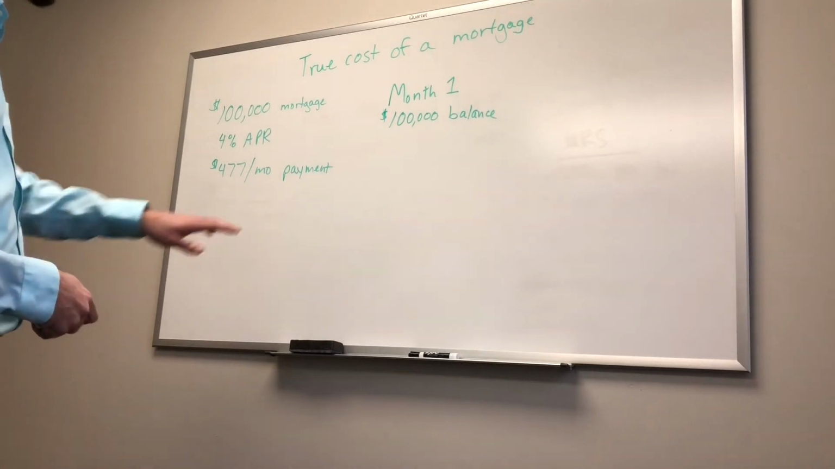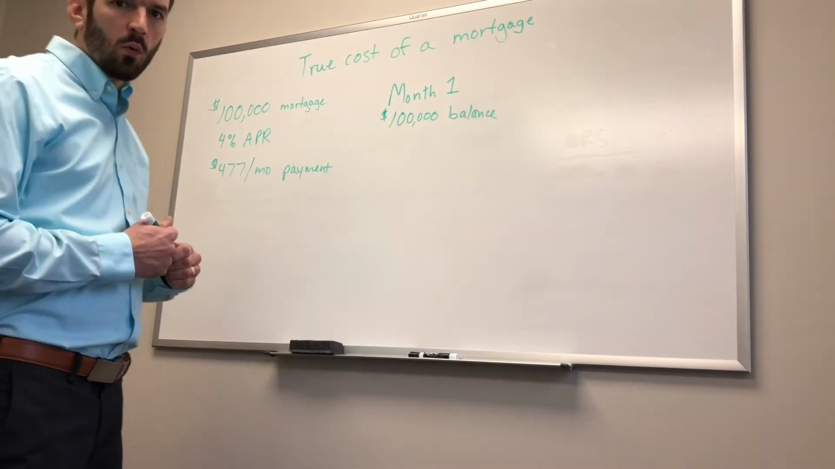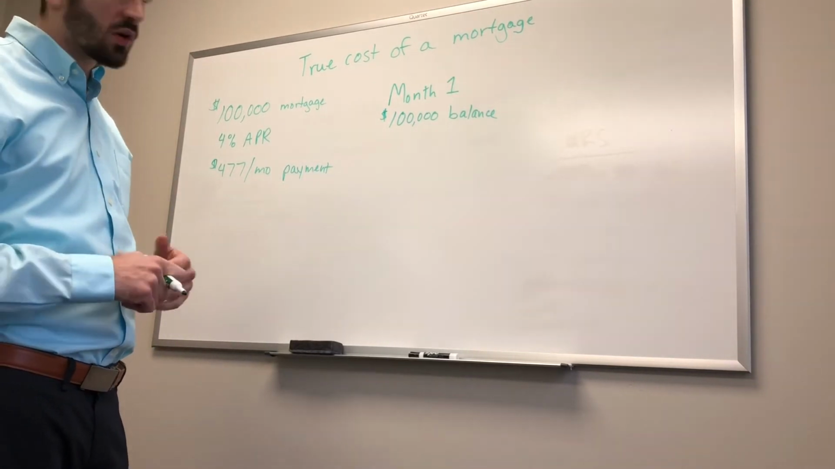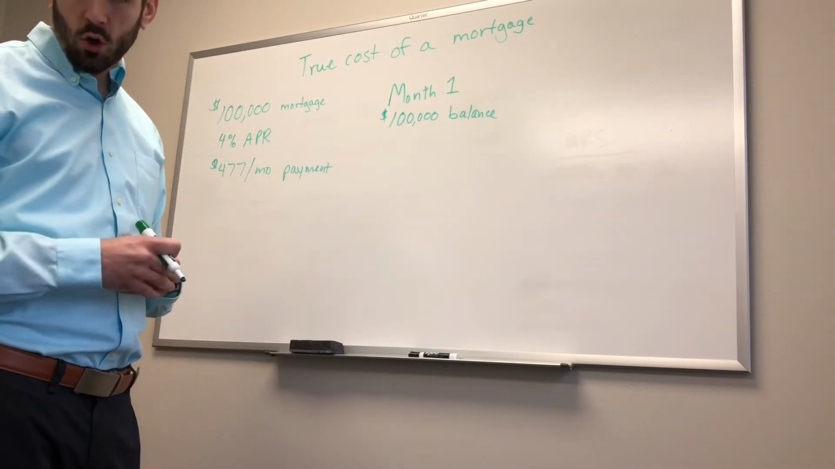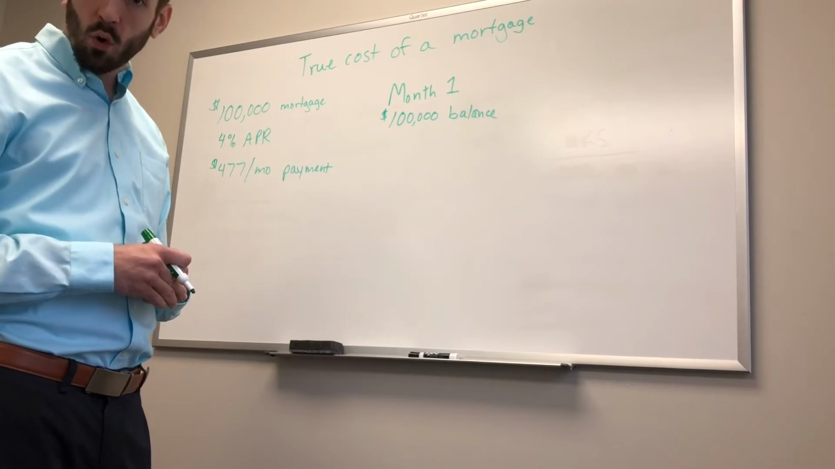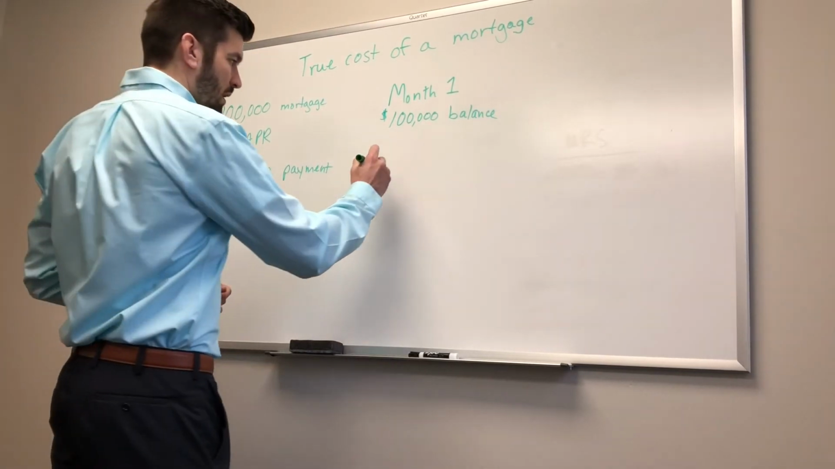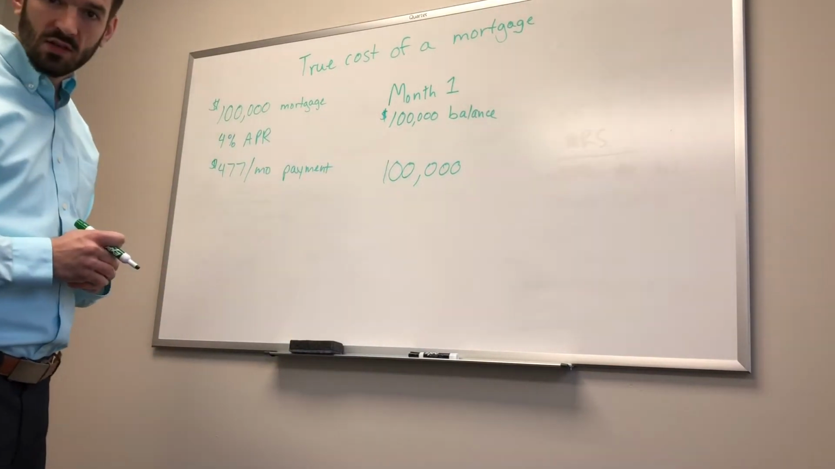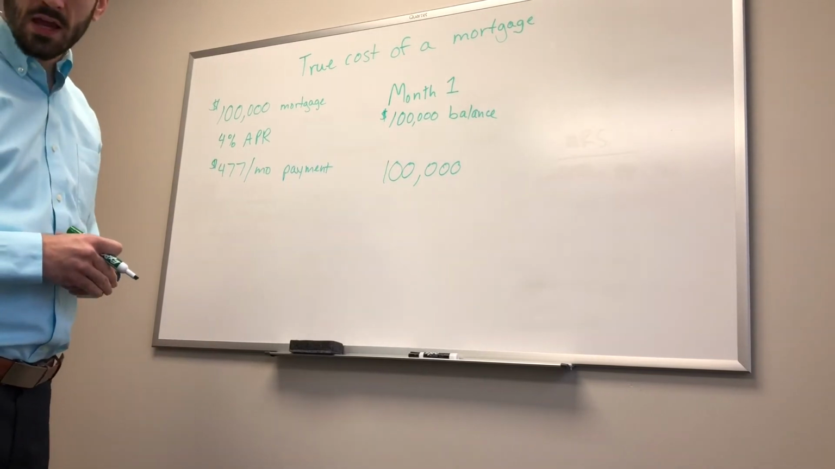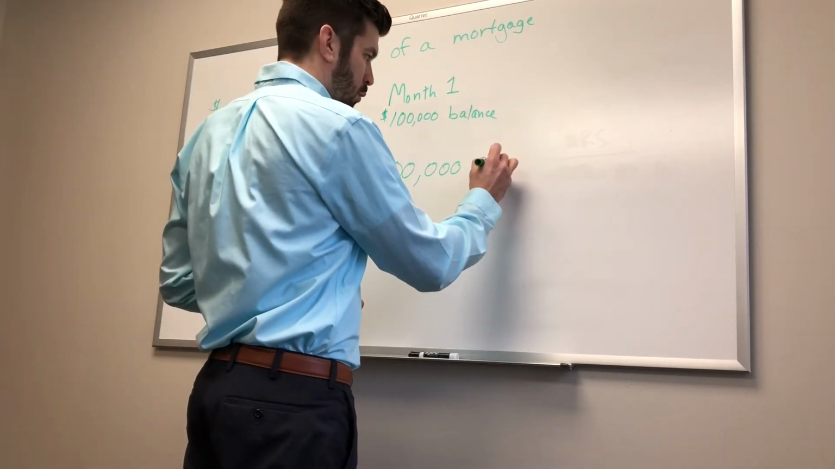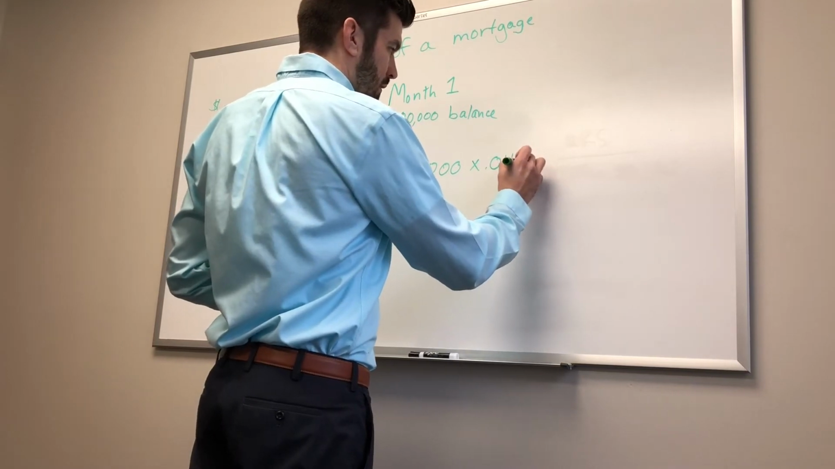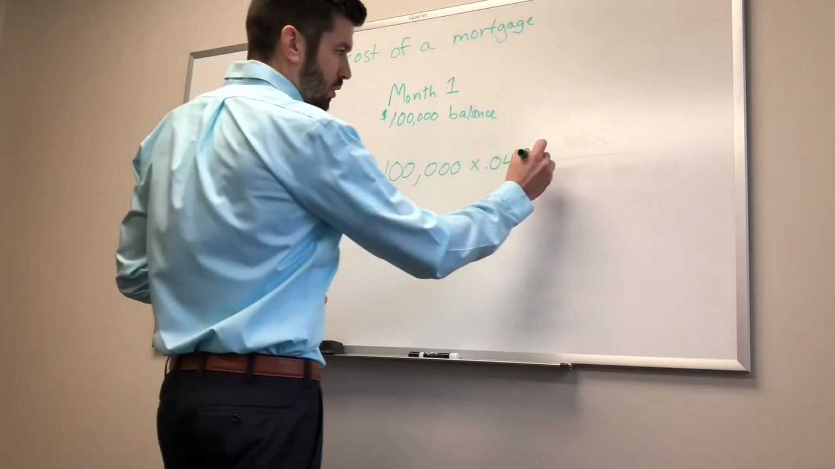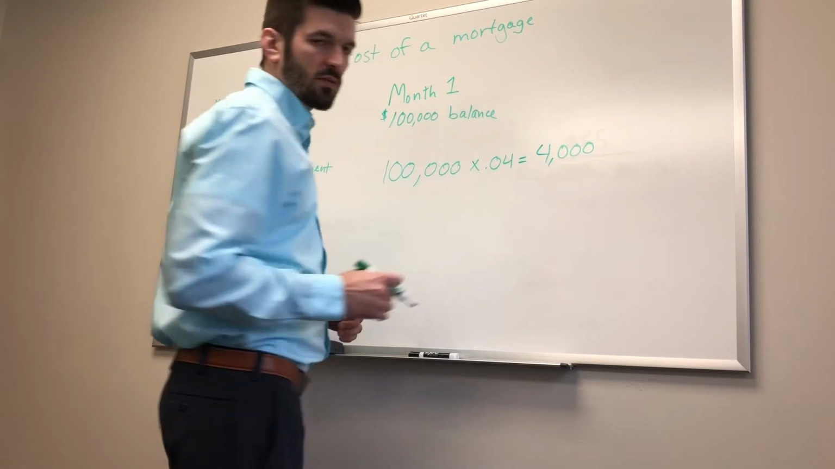So let's look at this example. We take the $100,000 balance, and this can be used for any month of an amortized loan: you simply start off with what the current balance is. Obviously, month one of a $100,000 mortgage, the balance is $100,000. We're going to multiply this $100,000 by the 4% APR, or 0.04, which gives us the annual amount of interest for that year. So you're looking at $4,000 of annual interest.